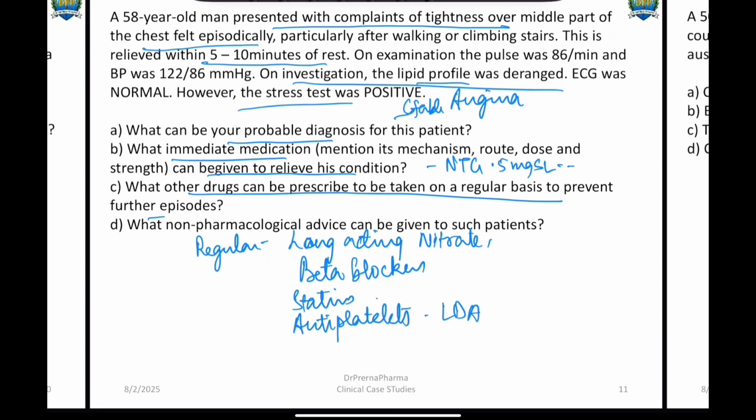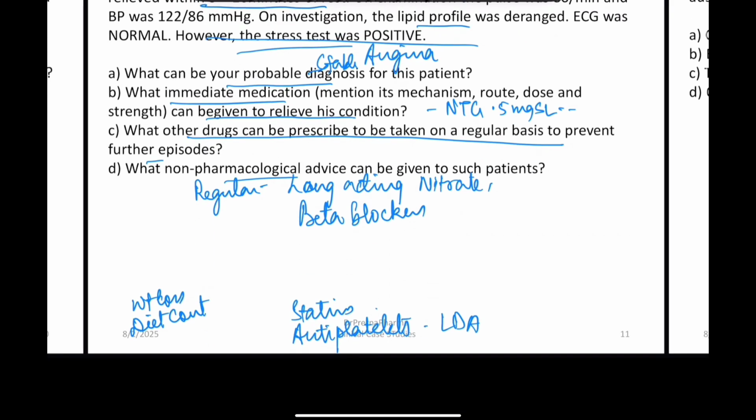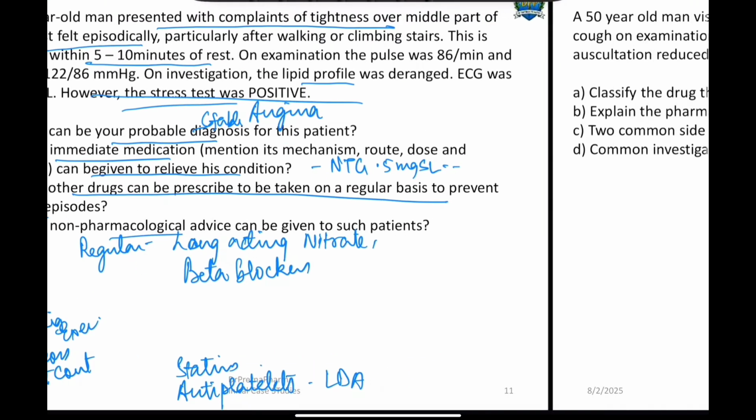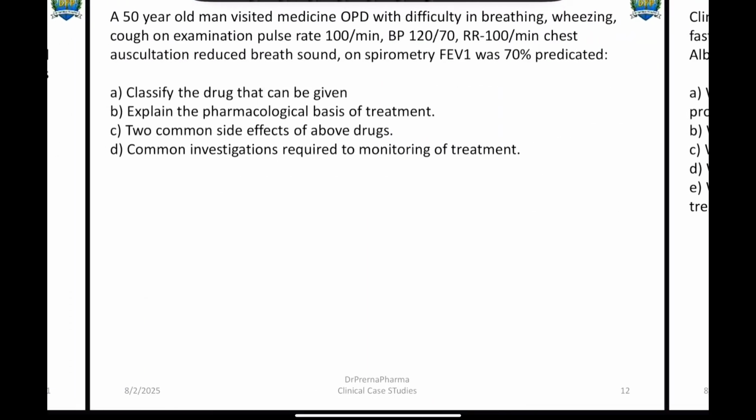Okay, what non-pharmacological advice? Non-pharmacological advice is weight loss and diet control and smoking cessation and exercise. Okay, so these are the dietary and lifestyle controls that we can tell him.